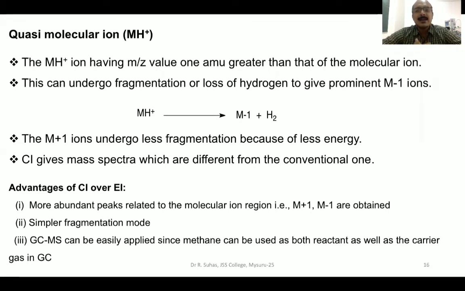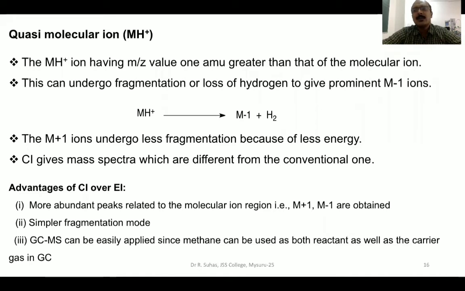There are several advantages of CI over EI. Let us see one by one what the advantages are. In CI, more abundant peaks related to the molecular ion region, that is either M plus 1 or M minus 1, are obtained and nothing else. So it will be very easy for us to interpret the molecular weight of the sample. Whereas in EI, you may get a number of different peaks of equal intensity that leads to very difficult interpretation. In CI, such a case is not there because you get either M plus 1 or M minus 1.